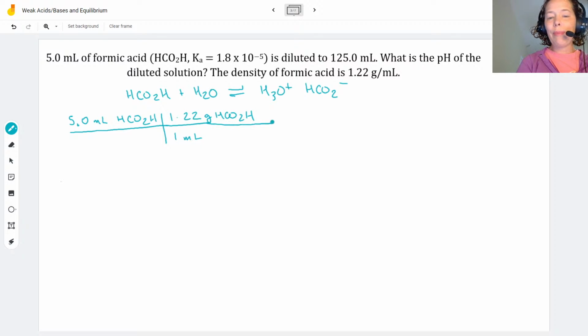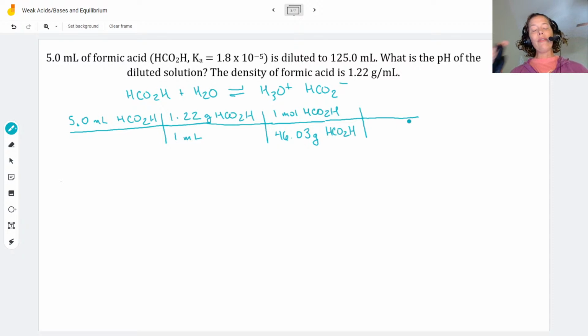Okay, we're still going. I'm not done. This is going to be multi-step. Now I no longer have milliliters of formic acid. I have grams of formic acid. I want moles of formic acid. How do I convert grams to moles? I use the molar mass. I did write that one down. Here it is: 46.03 grams per mole for formic acid, HCO2H. Okay, I'm still going.